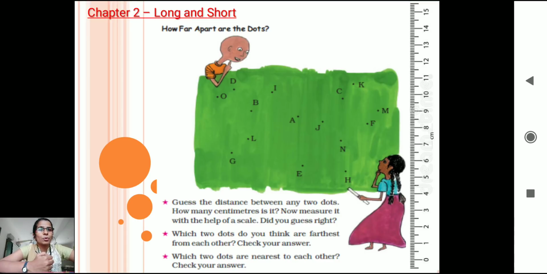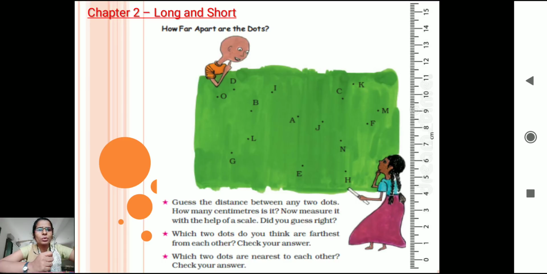So when we are saying long and short, it will be related to measurement, right? Means measuring different things like measuring distance, measuring height, measuring length. Like we measured length, width and height of a brick in chapter 1 using a simple scale. Now let's answer a few questions which these two children are facing. Okay, now it is written that firstly, guess the distance between the two dots, and then the next thing which they have told is how many centimeters it is.